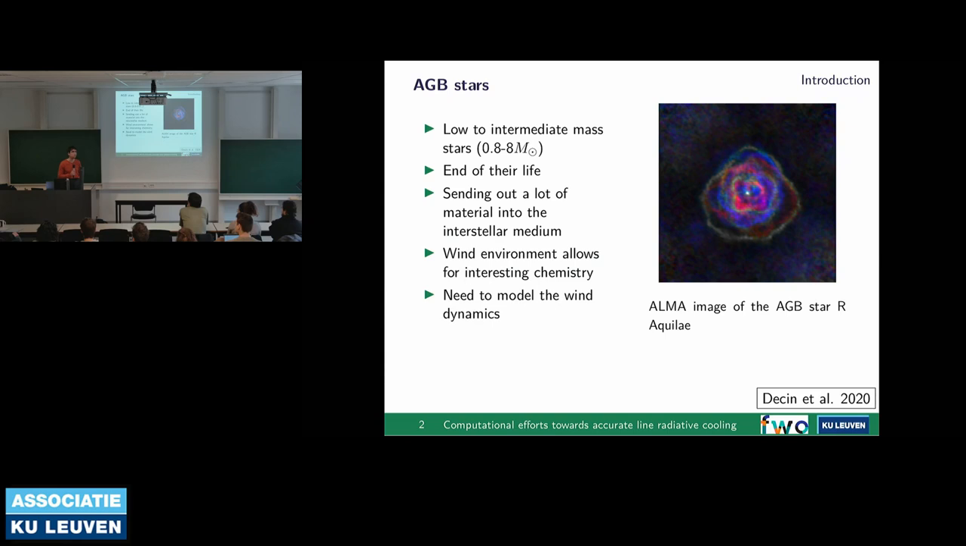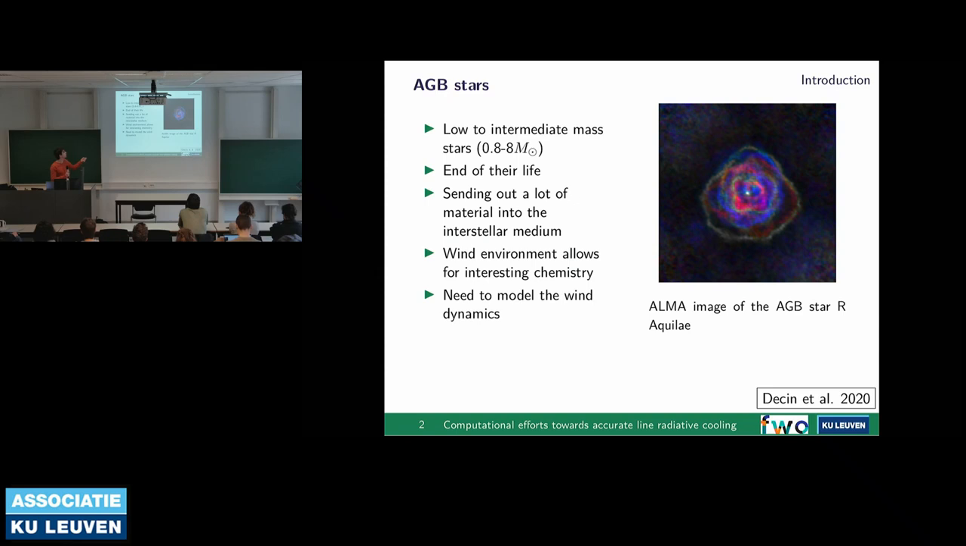But indeed, as the chemistry is formed in the wind, we need to understand the dynamics of the wind in order to predict what chemistry is happening. And we need to do it accurately. So we see in the picture on the right a very complex outflow. So we need to try to understand this thing. It is hypothesized to happen due to interaction of the companion of the star with the wind launched by the star, but that's what we need to understand here.